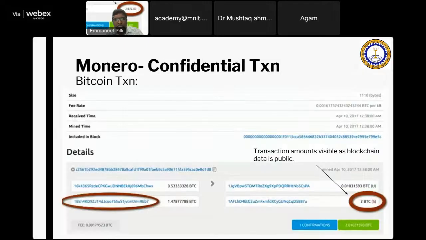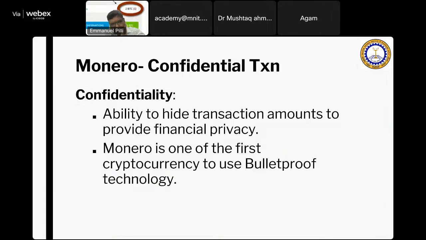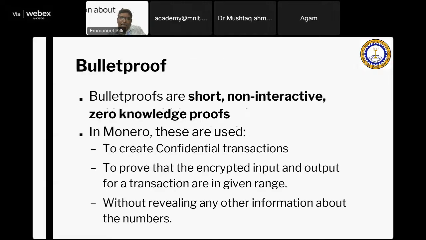And then there are also confidential transactions which are made. The transaction amounts are visible as blockchain data. It's public. So people also know how much money you are transacting, right? So what you can try to do is hide the transaction amounts to provide financial privacy. So it's one such cryptocurrency that uses bulletproof technology. Please read through. There are a lot of papers on bulletproofs once you want to research that, right?